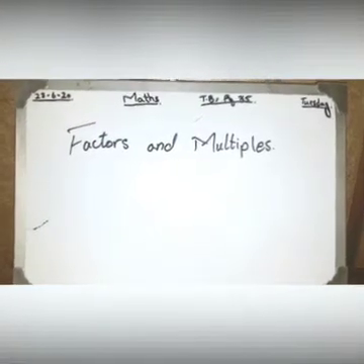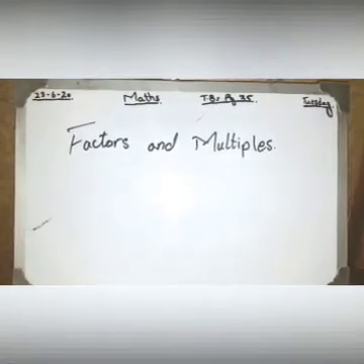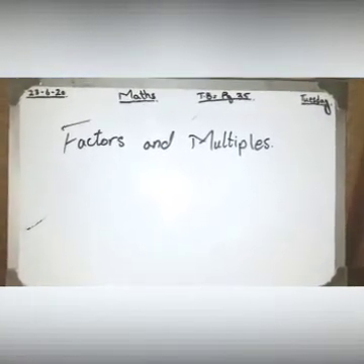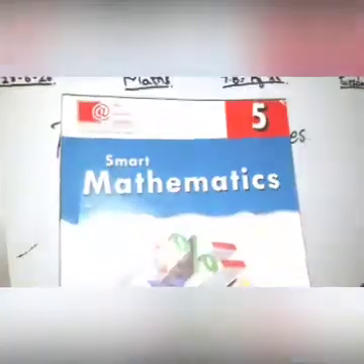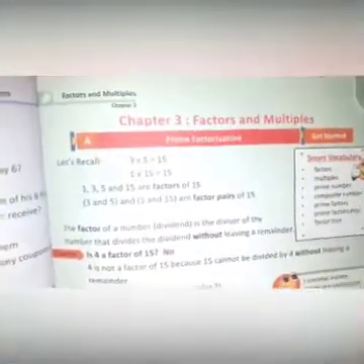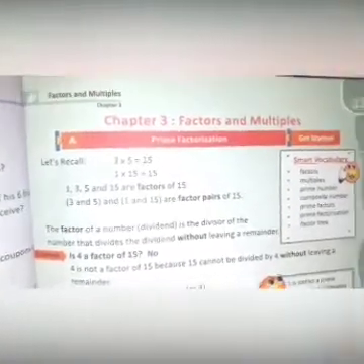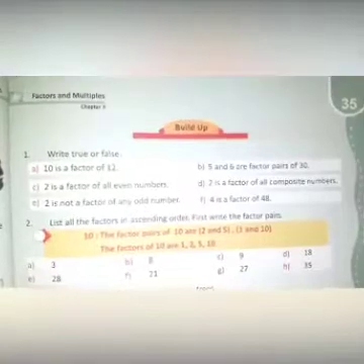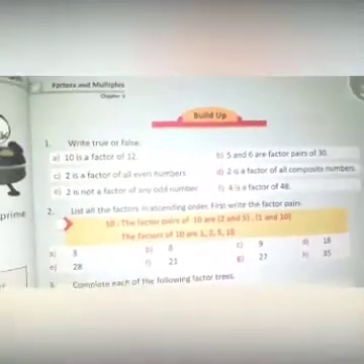Welcome to the Smart School City Campus online maths class for grade 5, textbook page number 35. The new chapter is factors and multiples. On page number 33 you have the new chapter, factors and multiples. Now on page number 35 you have the built up right, true or false.